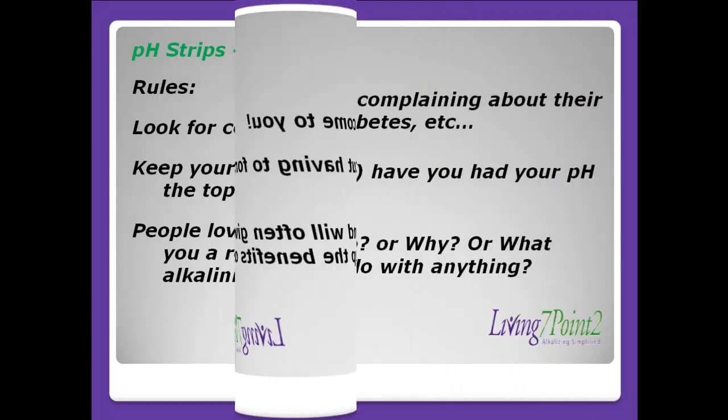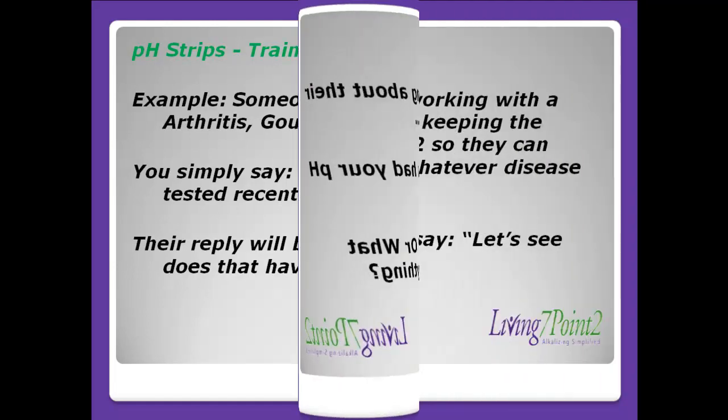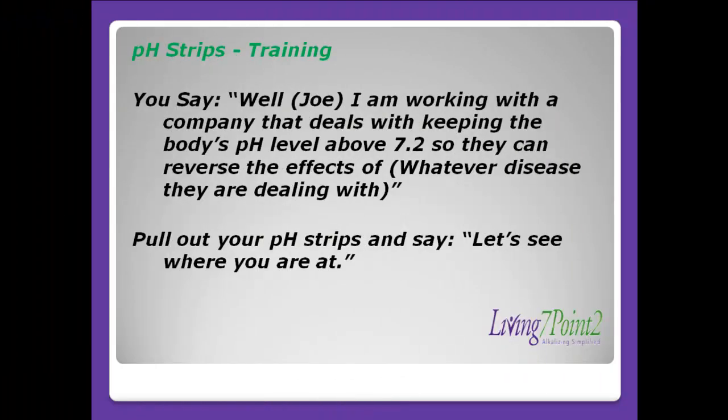Here's an example of how that may work. Someone is complaining about their arthritis, their gout, their diabetes, etc. You simply say, "Joe, have you had your pH tested recently?" They will reply with something like this: "No," or "Why," or "What does that have to do with anything?" You then say, "Well, Joe, I'm working with a company that deals with keeping the body's pH level above 7.2 so they can reverse the effects of whatever disease they are dealing with."